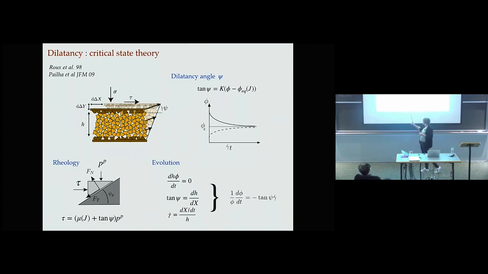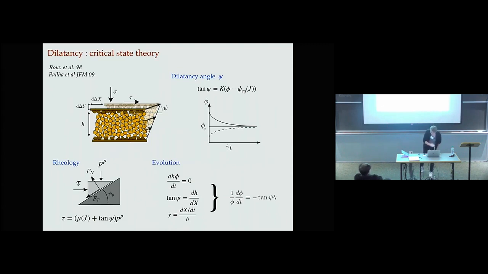We have to add it to the rheology, because when you go down a hill or up a hill, it changes the rheology. It changes the macroscopic coefficient of friction. So we add it to the rheology, and it also governs the evolution of the bed through the mass conservation, in fact. So we use this in the two-phase model.